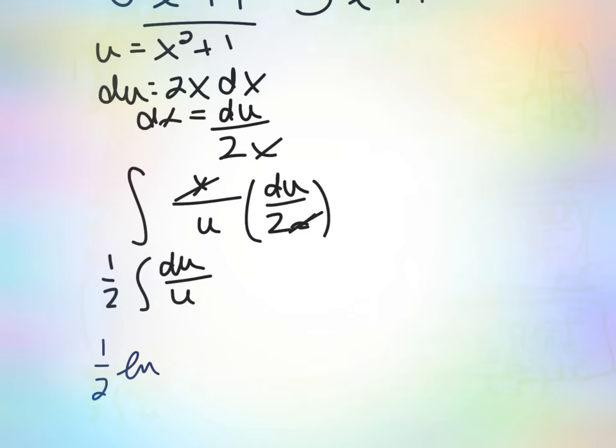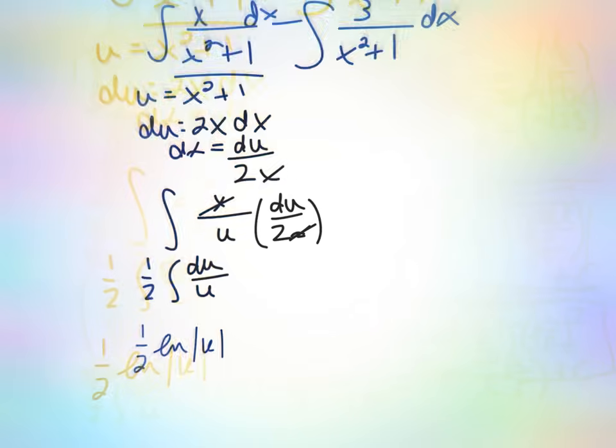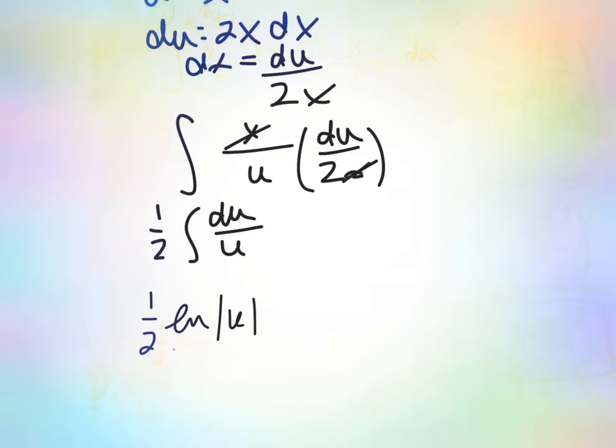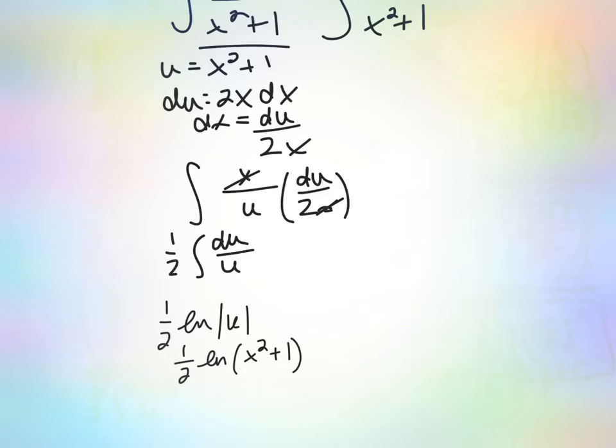And then you know that the integral of du over u is just the natural log of u, but u was x squared plus 1, so it's going to be 1/2 the natural log of x squared plus 1, and we know that x squared plus 1 is always going to be positive because the squared would negate any negatives, so this is the answer for your first part.